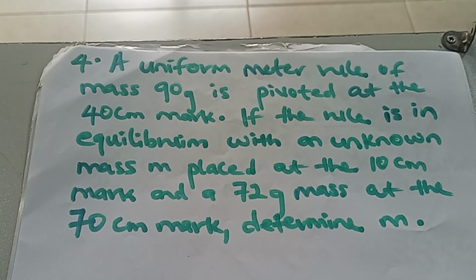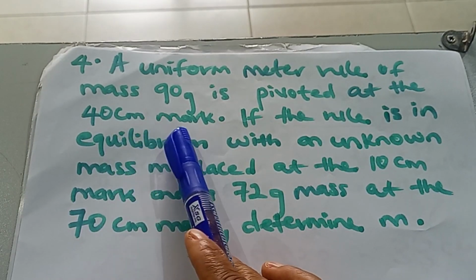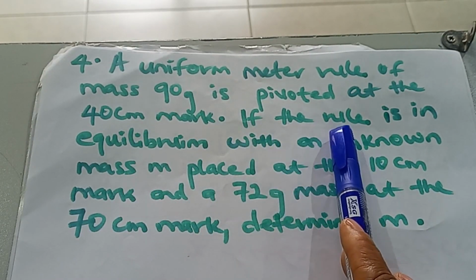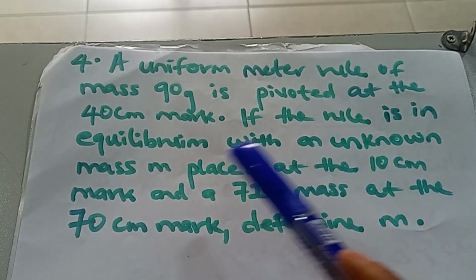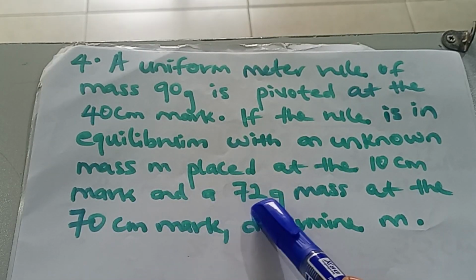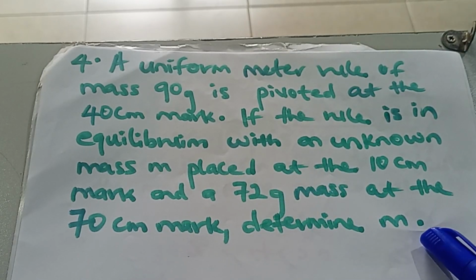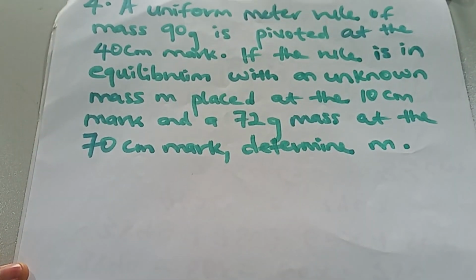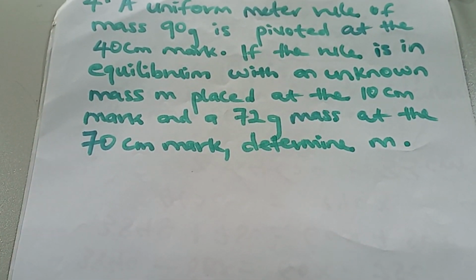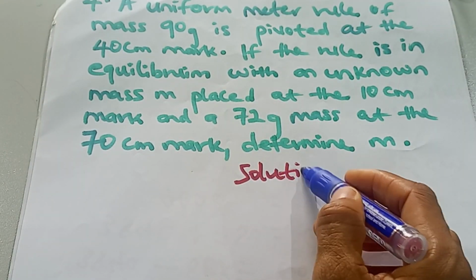Now, the last question: a uniform meter rule of mass 90 grams is pivoted at the 40 cm mark. If the rule is in equilibrium with an unknown mass m placed at the 10 cm mark and a 72 gram mass at the 70 cm mark, determine m. This one is very, very important you listen, because it's different from the ones we have solved. So let's take the solution to this particular one.